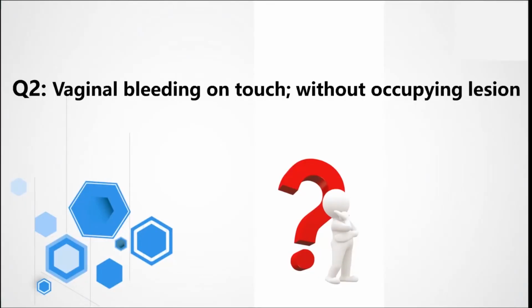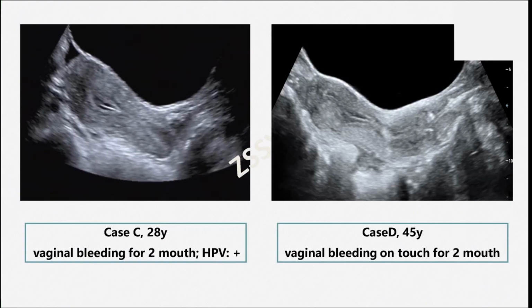And then, in clinical practice, except for endometrial carcinoma, cervical cancer is another common malignant tumor of the uterus. There will always be a non-occupying lesion found in patients with vaginal bleeding when touched or after intercourse, just like these two cases. Case C is a 28-year-old woman with vaginal bleeding for 2 months. HPV was positive. And case D is a 45-year-old woman with vaginal bleeding when touched for 2 months.